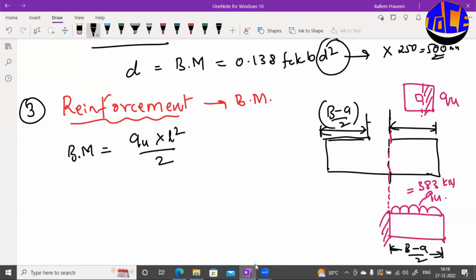Now let us substitute these values, and this bending moment will be over the width B, remember. So this is over the B. Now let us substitute all these values.